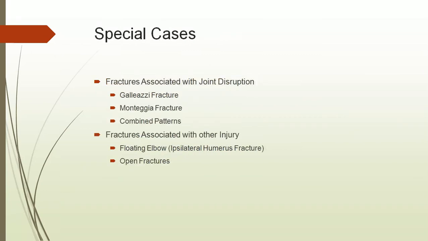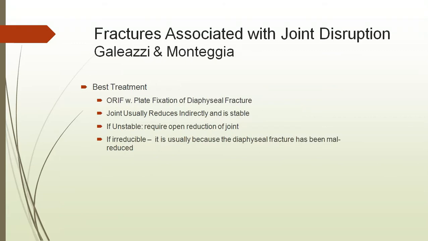So what are the special fractures in this? In the classification of special fractures, these are the fractures also associated with joint disruption, for example, Galeazzi fracture, Monteggia fracture, or both combined. Now I will tell you what is Galeazzi and what is Monteggia fracture. Fractures associated with other injury, like floating elbow, and open fractures may also happen. So see, I will show you now.